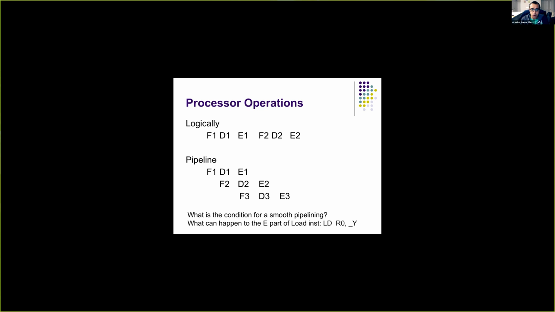And let's look at what happens during the execution of an instruction. For instance, let's look at the load instruction. What happens during execution of a load instruction? As you know, a load instruction just reads from memory and puts the value that we read from the memory into the given register. Specifically, in this case, we will read from address Y and put the value into register 0.